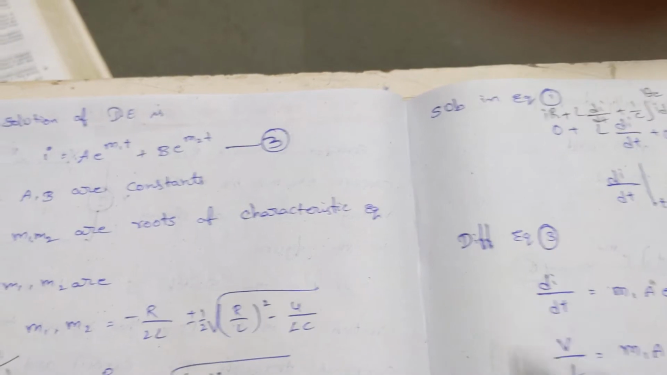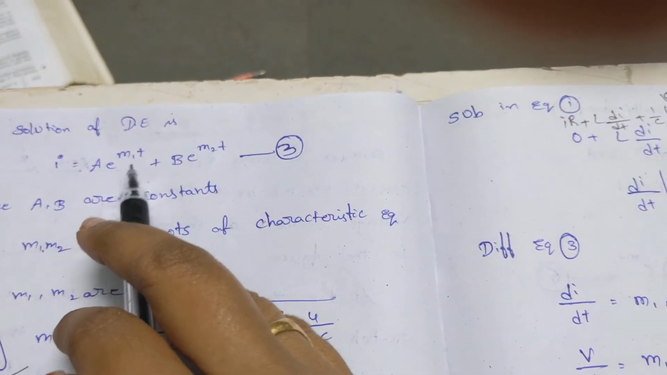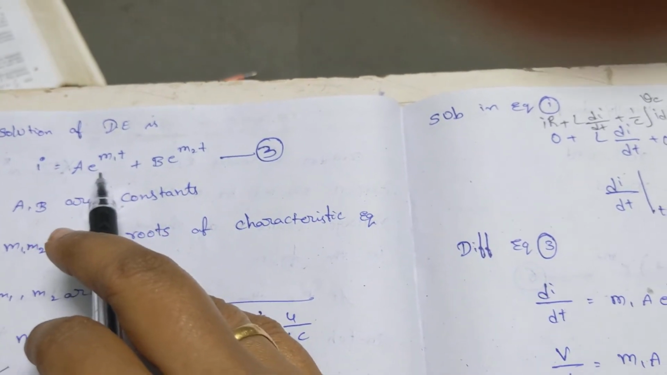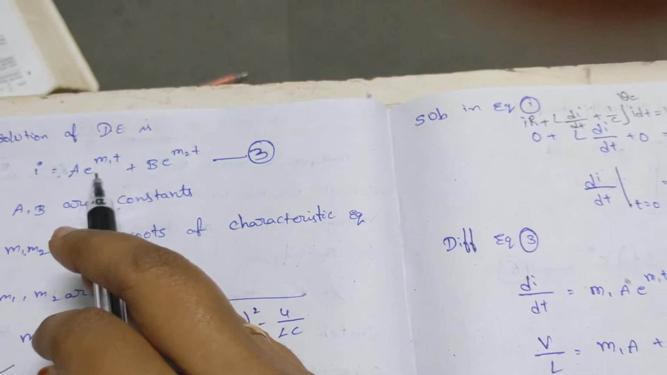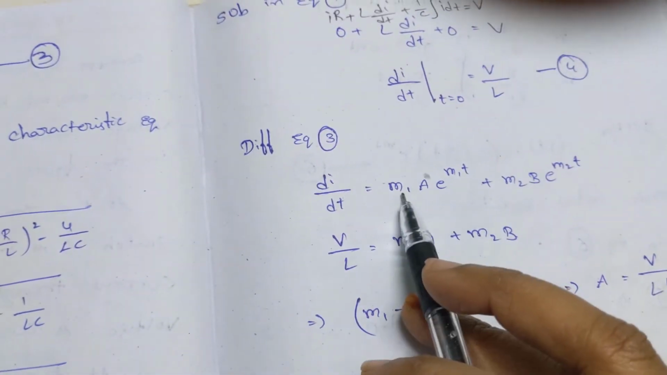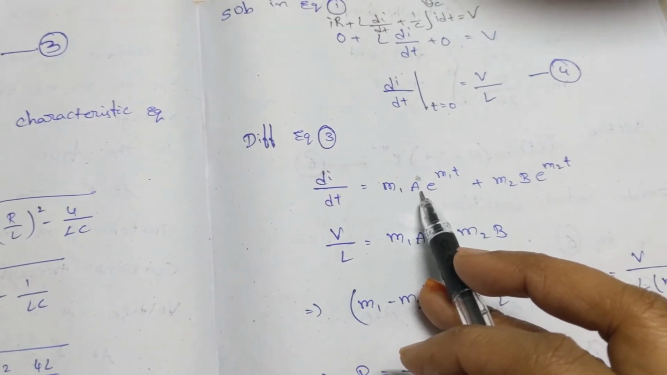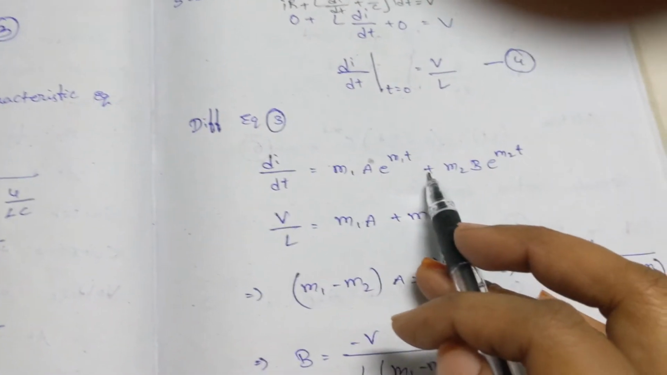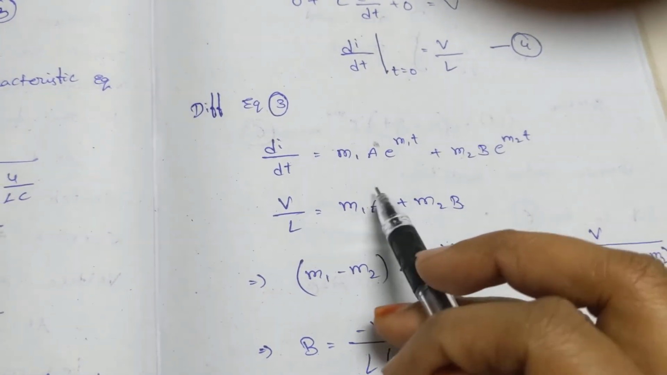If you differentiate that one, it becomes 0. So the only differential quantity is your e^(m1t). When I differentiate this e^(m1t), it will become m1 into e^(m1t), and your constant multiplication factor is a. Similarly for the b term also, m2 b e^(m2t).